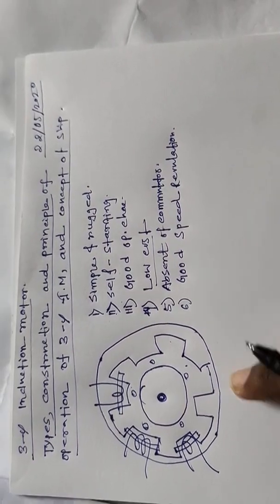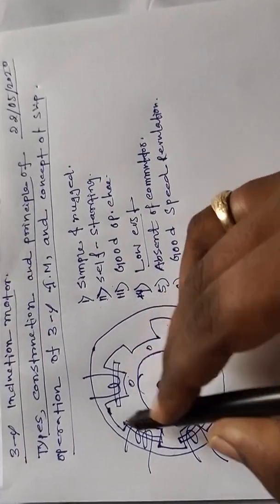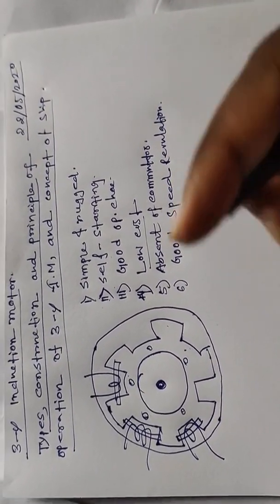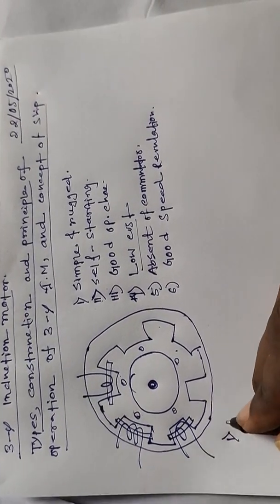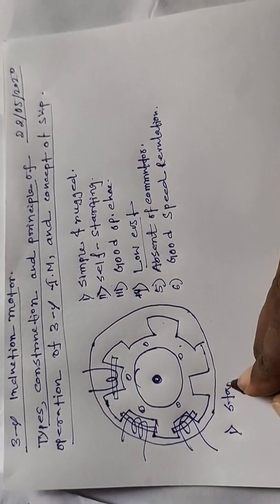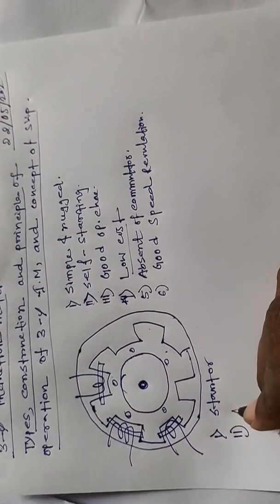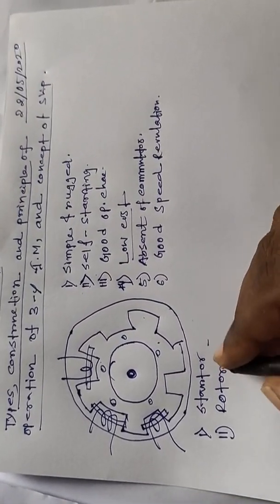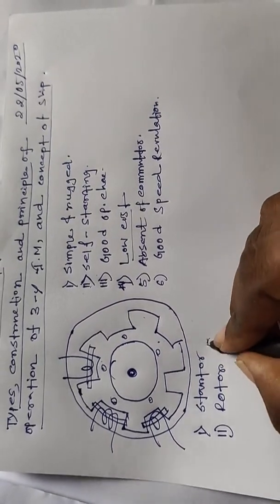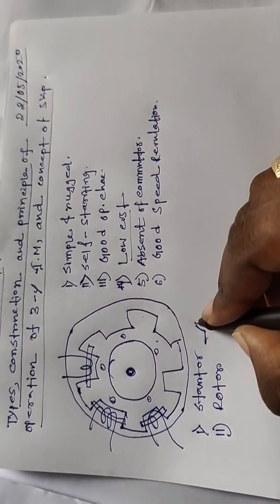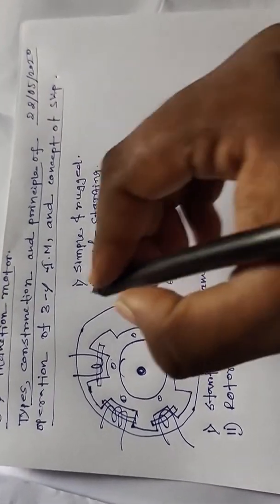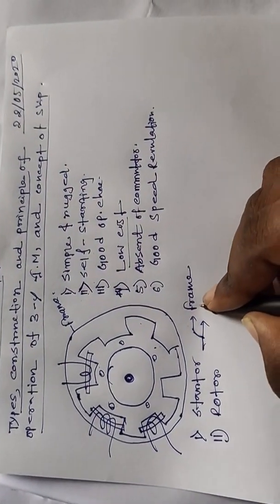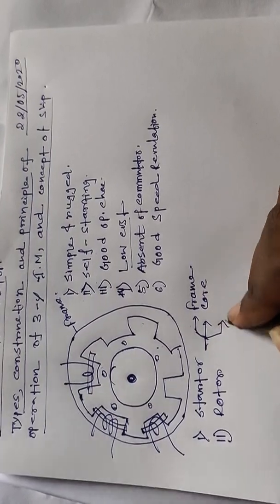Constructionally, every rotating machine has two parts. One is the stator, the second is the rotor. Like that, the three-phase induction motor has two parts, stator and rotor. The stator also has three parts. Number one is the frame, number 2 is the core, number 3 is the winding.